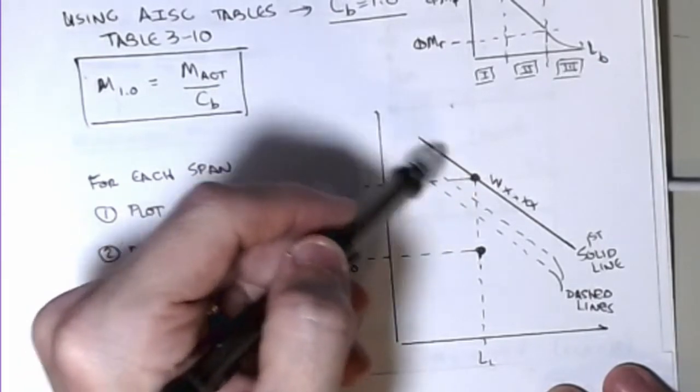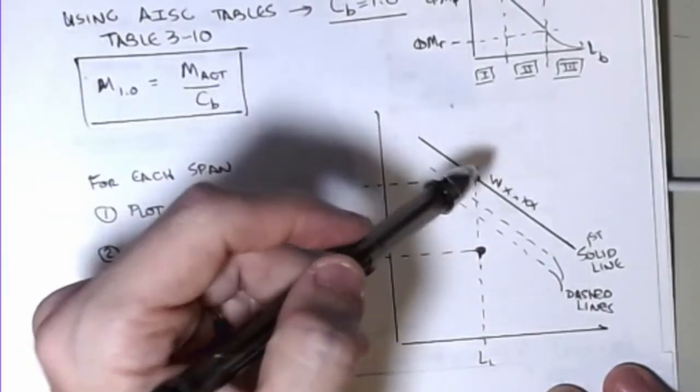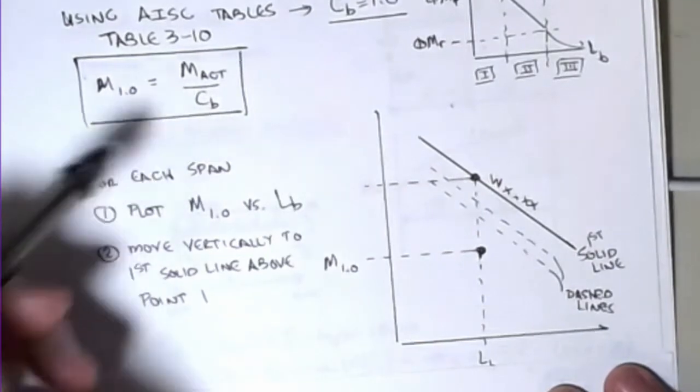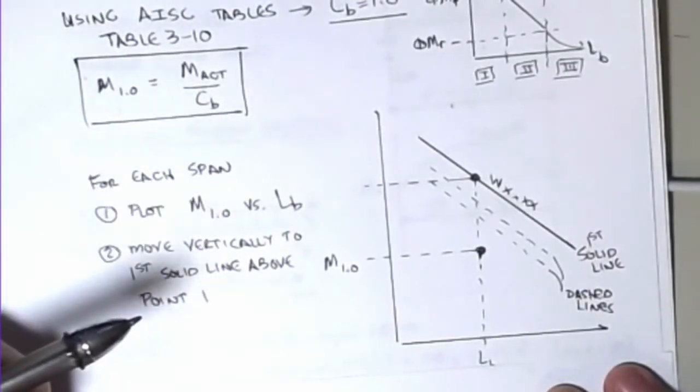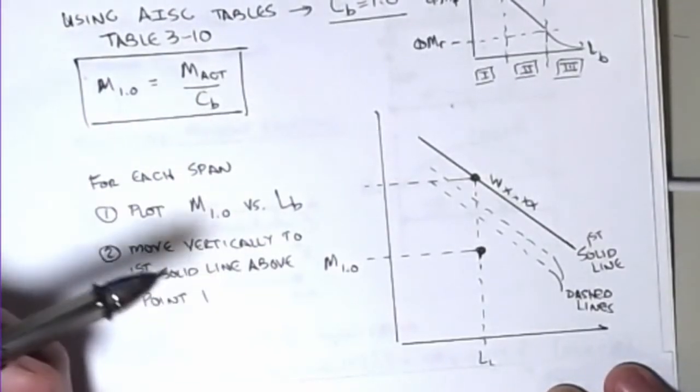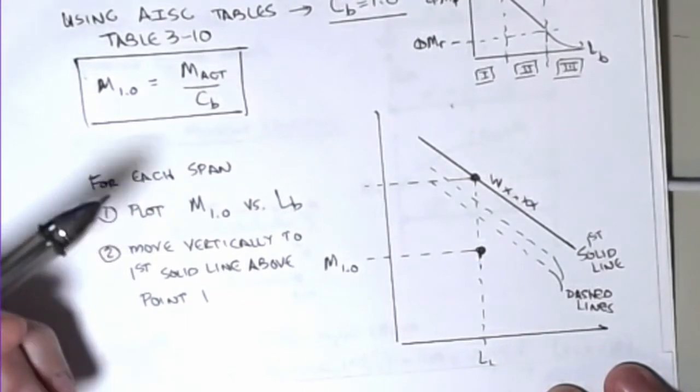It turns out that first solid line is the lightest shape that will carry the load that we want at that particular unbraced length in that particular section. All right, that's it. That's all there is to choosing this thing. So it's no problem.